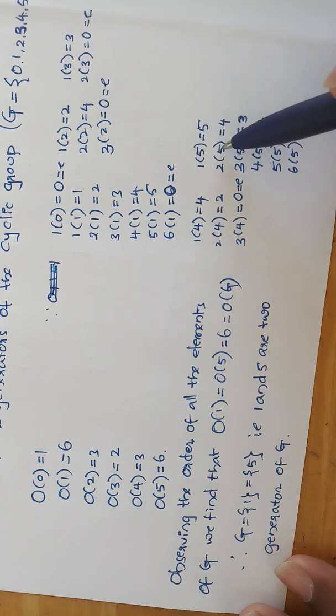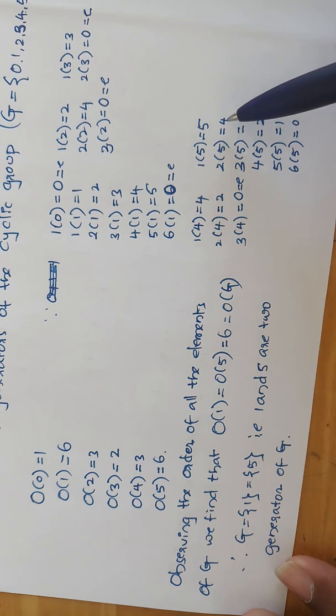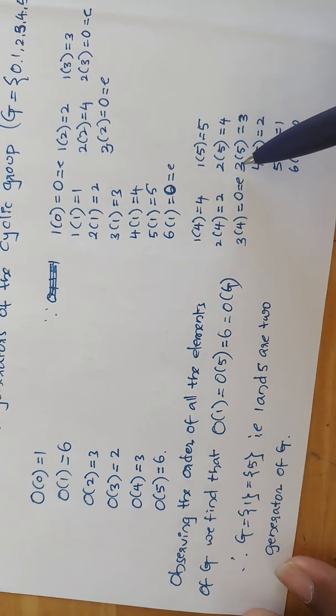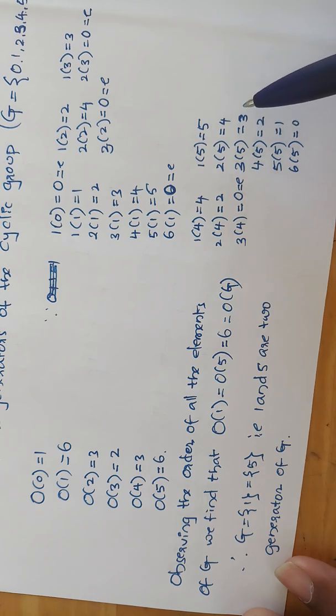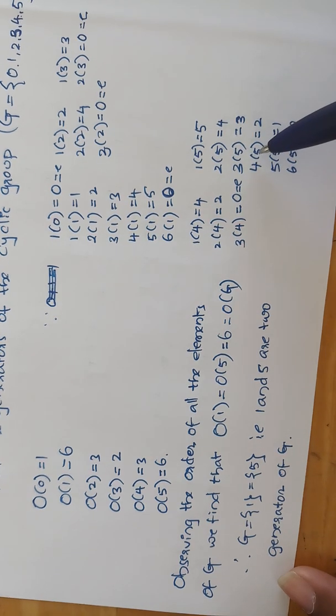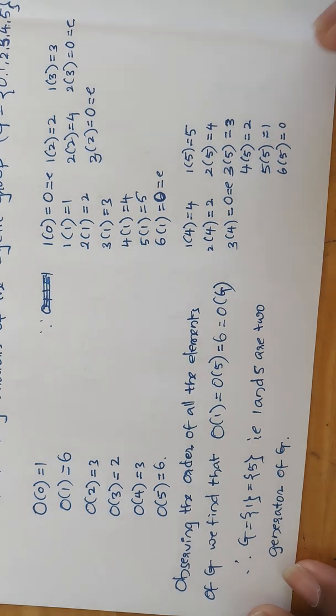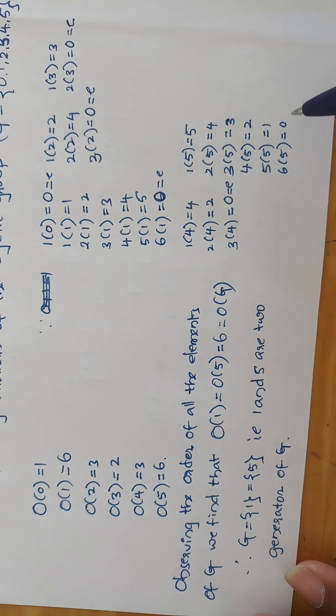Next, 5. If you add 5 one time, you get 5. Two times, you get 10, and the remainder is 4. Three times, 15, remainder 3. Four times, 20, remainder 2. Five times, 25, remainder 1. Six times, 30, and the remainder is 0. That is the identity element. Therefore the order of 5 is 6.